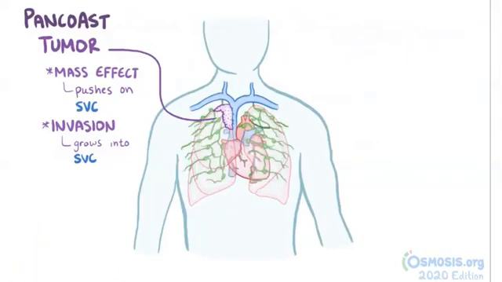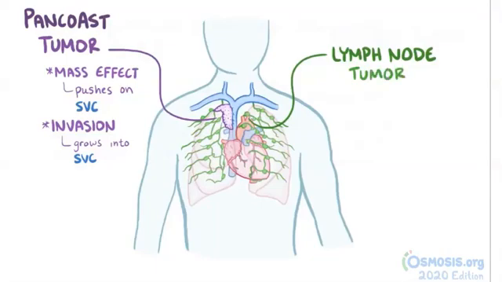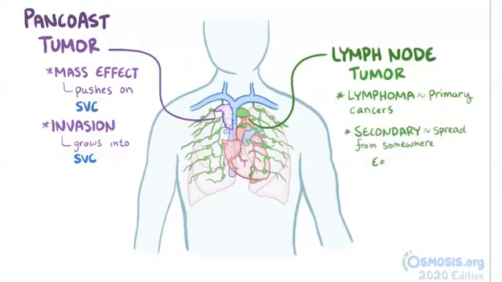Also in that area, though, you've got a bunch of lymph nodes. And another possible cause of superior vena cava syndrome is a tumor of the lymph nodes, which again could lead to compression of the superior vena cava. Now, these could be lymphomas, which are primary cancers of the lymph nodes, but they could also be secondary, meaning they would have been spread to the lymph nodes from somewhere else, like the lungs.